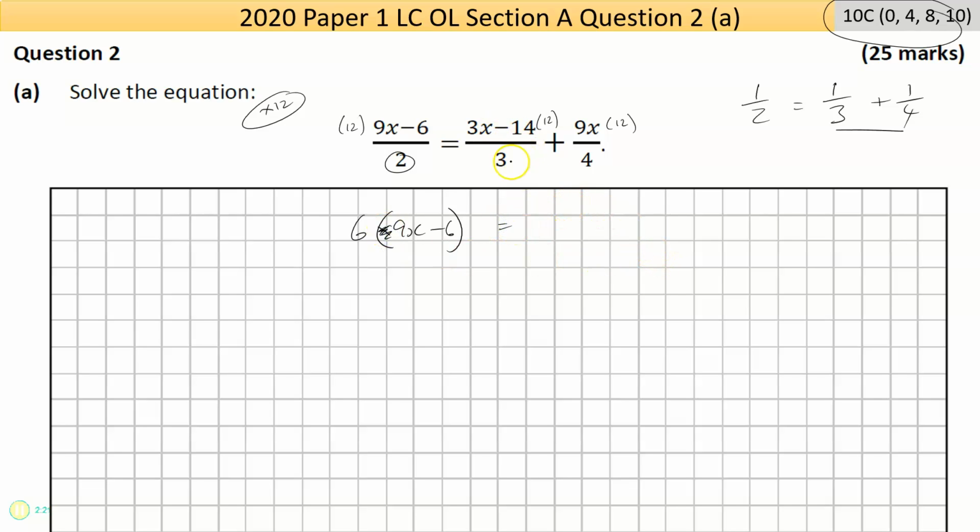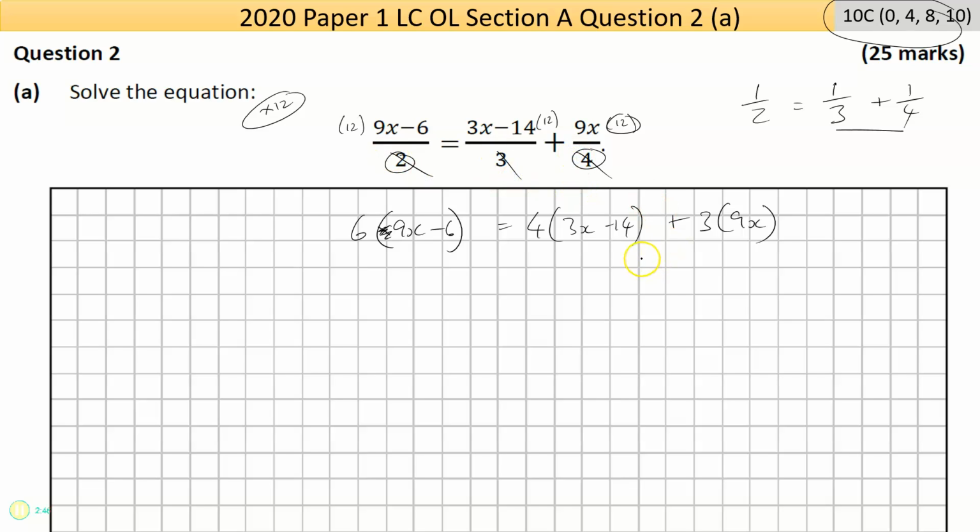Now, the 3 into 12 will simplify, so you multiply that by 4. So 4 times (3x minus 14). It doesn't matter if the 3 is at the front or back, as long as I know what I'm doing. Then the 4 into 12 here will simplify to give 3, so it's plus 3 times 9x. So I've gotten rid of all these numbers in the bottom.